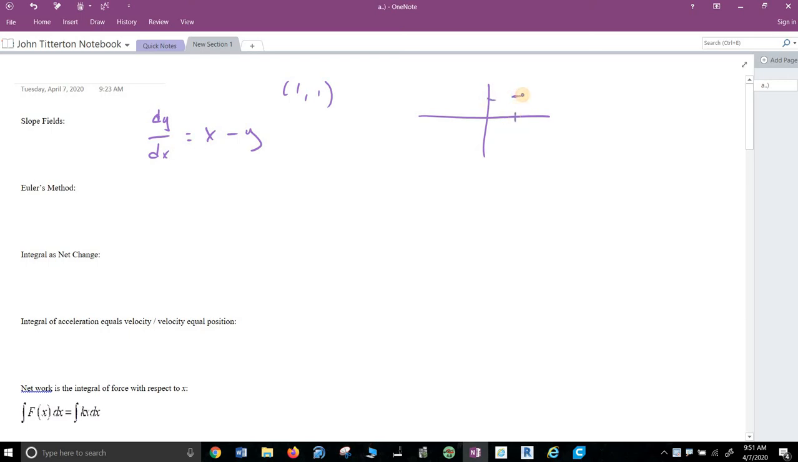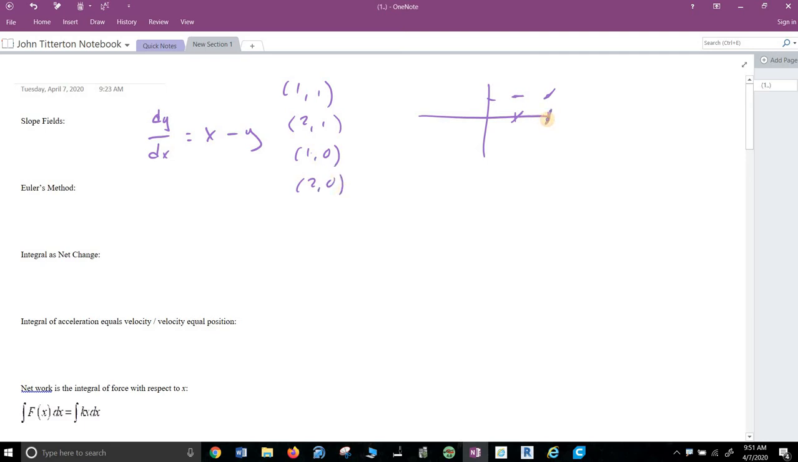Make a little horizontal line for 0. What's going on at 2 comma 1? 2 minus 1 is 1, so you go out to 2 comma 1, and you make a 45-degree angle. For the slope, that would be positive up to the right. Let's do 1 comma 0. I would also do this. 2 comma 0 would be a little bit steeper.